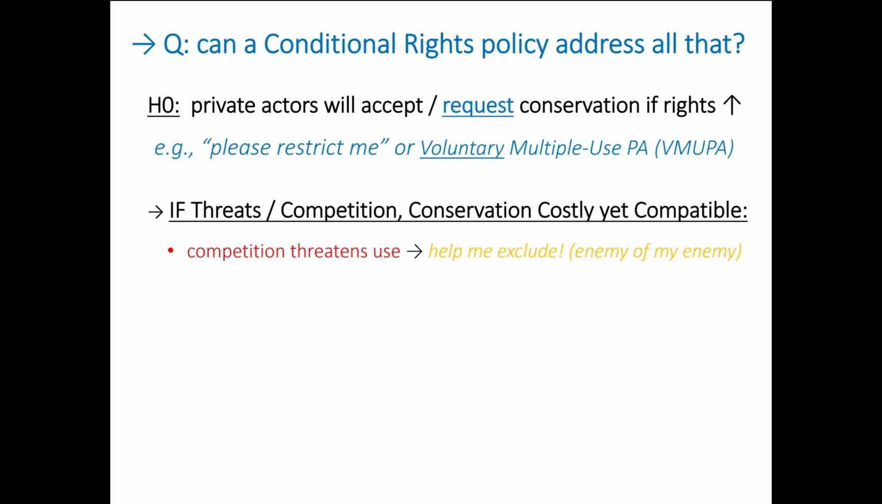If I have competition or a threat to my land, I might go to the government and say, please help me exclude, and I will then do conservation. So you will limit me, but you will also limit them. The enemy of my enemy is my friend. That's the nature of the deals I'm looking for. And is that rights compatible? For sure it is, because you're increasing exclusion rights for the people who you're putting in the protected area, because you're keeping their enemies out.